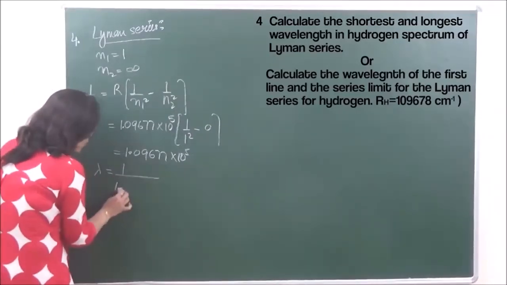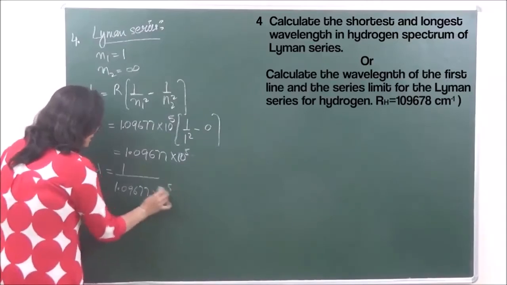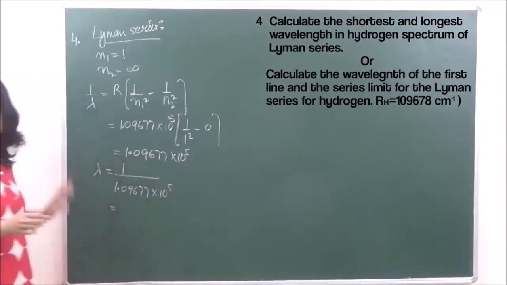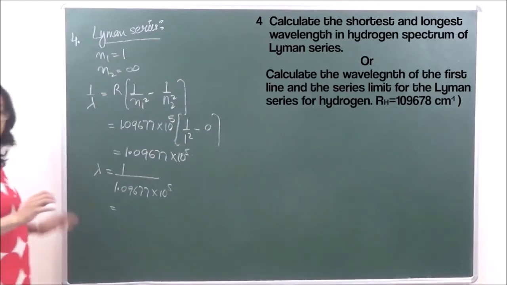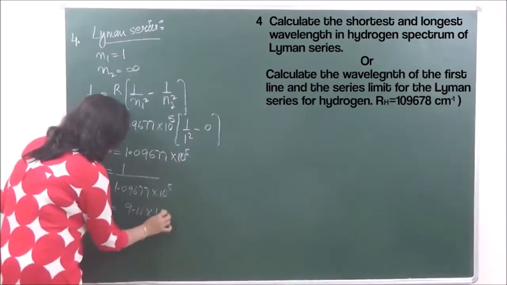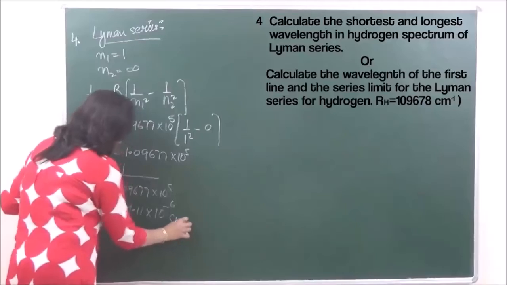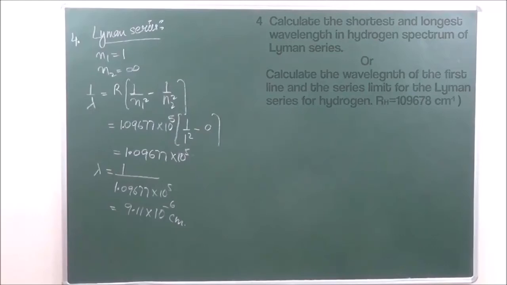1 upon 1.09677 into 10 raised to power 5. When we calculate this, it comes to 9.11 into 10 raised to power minus 6 centimeter. Okay, then in a similar manner, you can calculate it for longest wavelength.